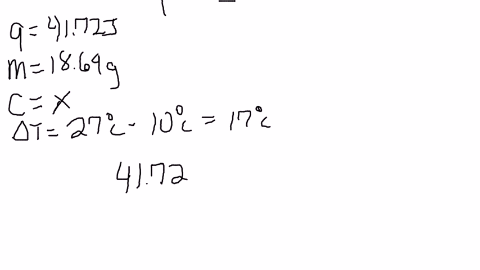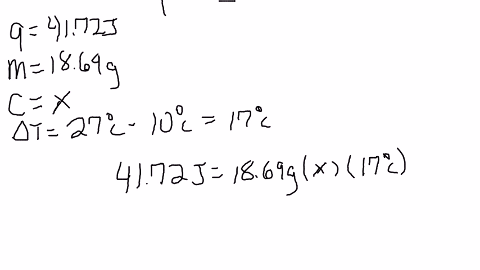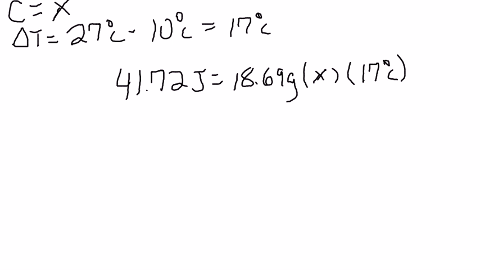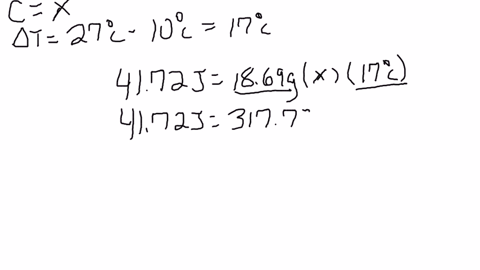So 41.72 joules is equal to 18.69 grams times X, that's what we're solving for, times our change in temperature, which was 17 degrees Celsius. Now, the first step is obviously going to be to combine the terms on this side of the equation that we can. So we're going to multiply 18.69 and 17. So 41.72 joules is equal to, when you multiply those numbers together, you will get 317.73 grams per degrees Celsius.